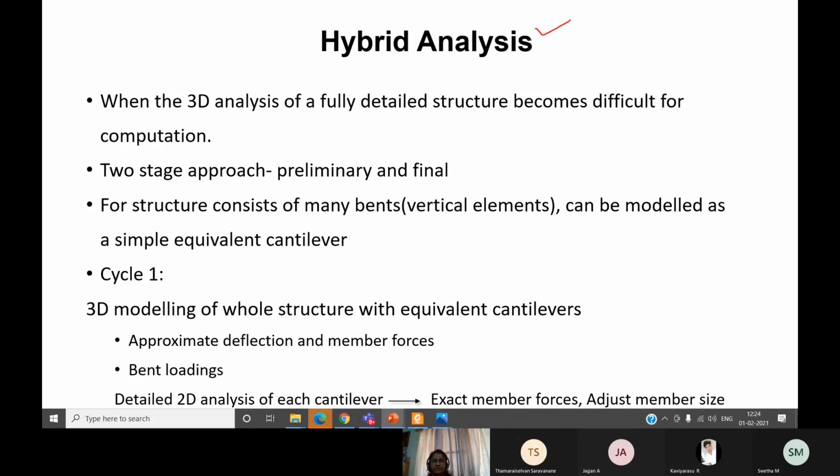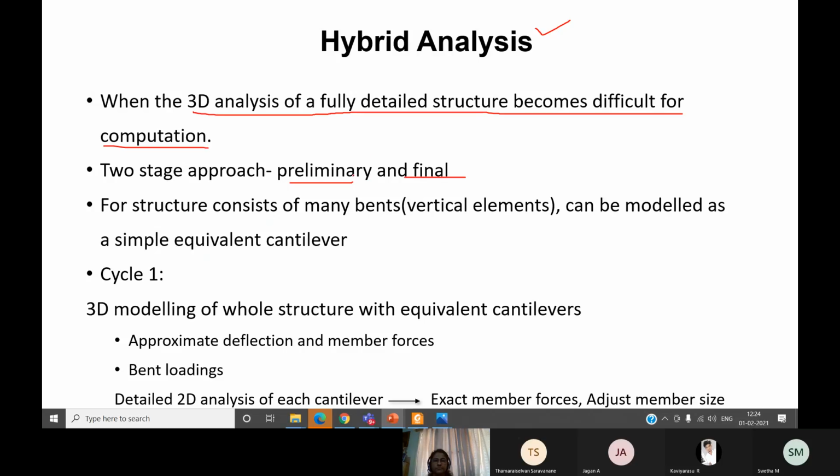When do we go for a hybrid analysis? When the three-dimensional analysis of a fully detailed structure becomes difficult for computation. If it's such a complicated structure that the 3D analysis of the complete structure is too difficult, then you can go for a hybrid analysis. It consists of a two-stage approach, preliminary and final.